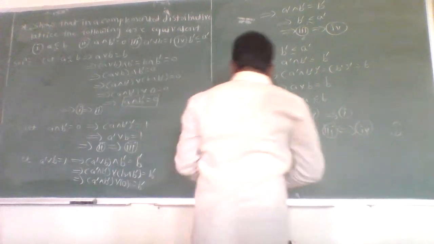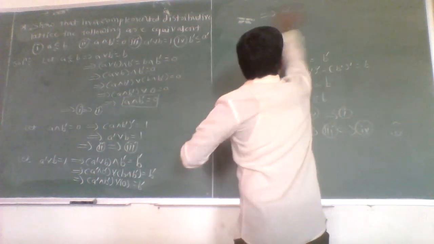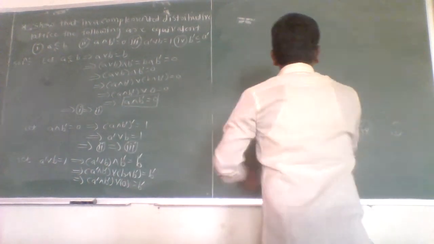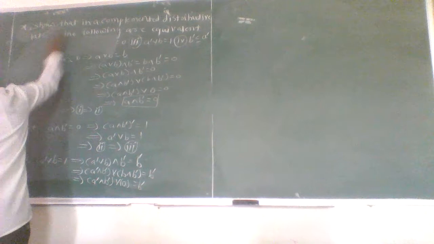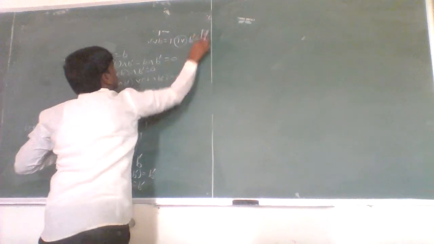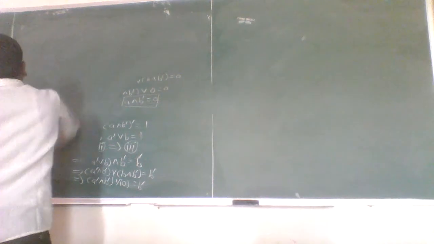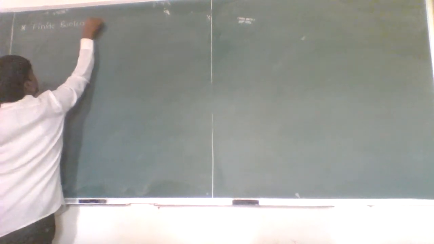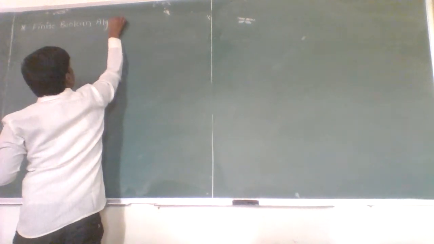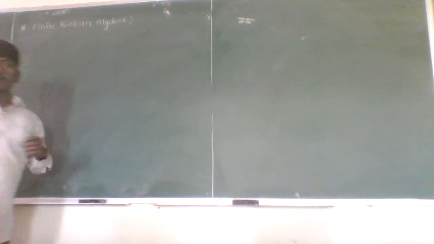Now let us see the next point, which is what is a finite Boolean algebra, and which is the last point of this unit. We have to see what is a finite Boolean algebra. Let us see a definition.